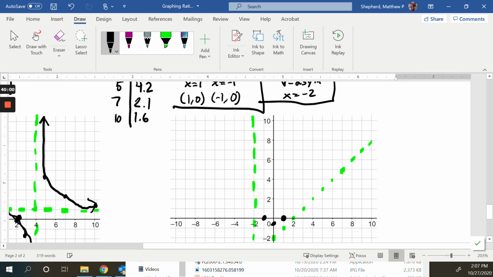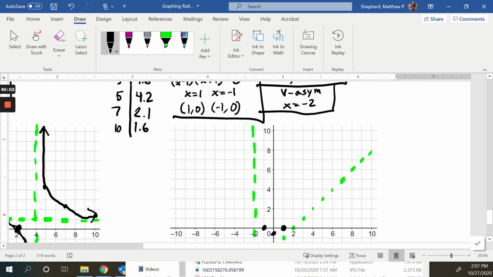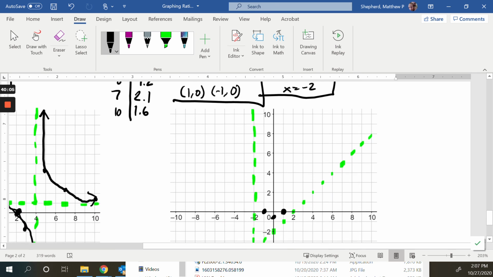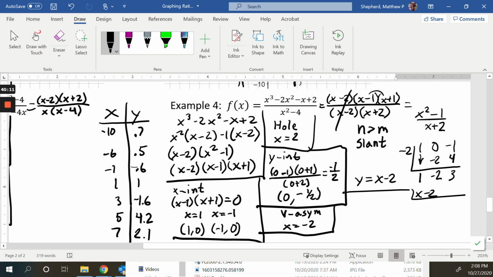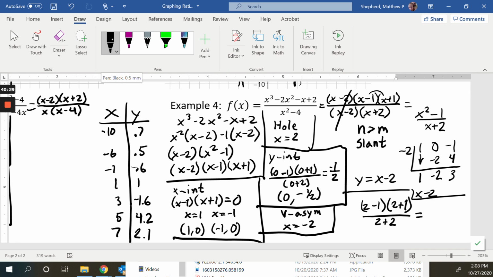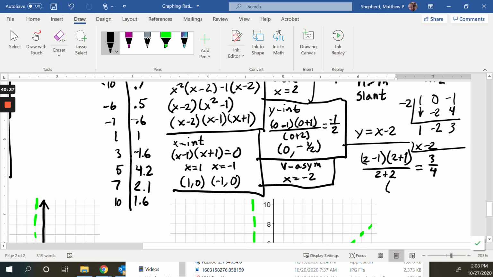Now, right now, let's also get a bit more specific about where that hole is going to be. So we know it's when x is equal to 2. So let's use what remains of this equation. 2 minus 1, 2 plus 1, all over 2 plus 2. So we'd have 1 times 3. So it'll be when x is 2 and y is 3/4.